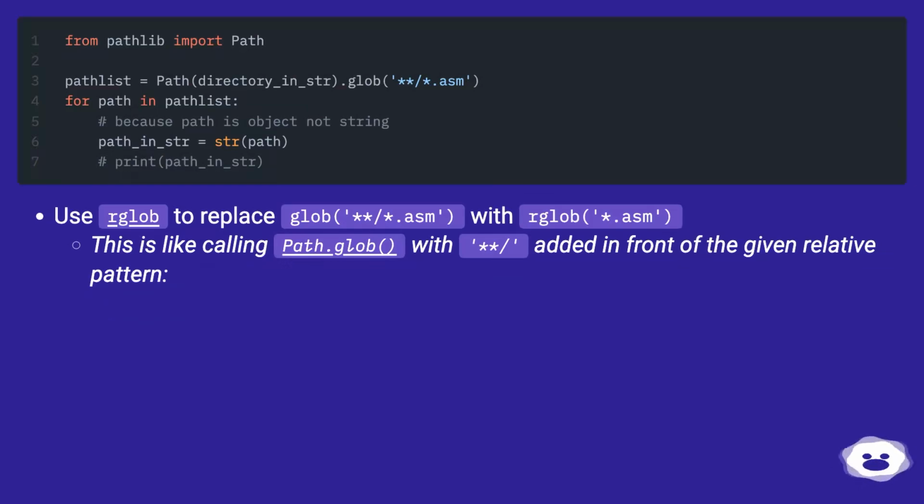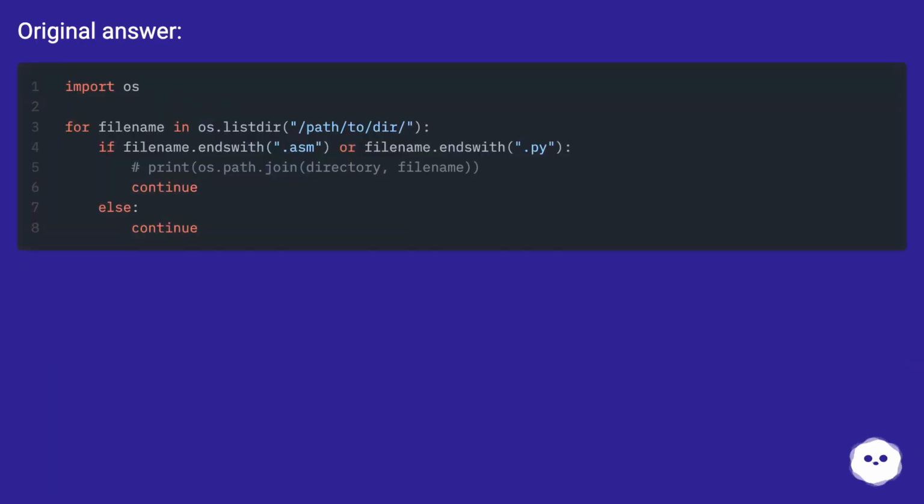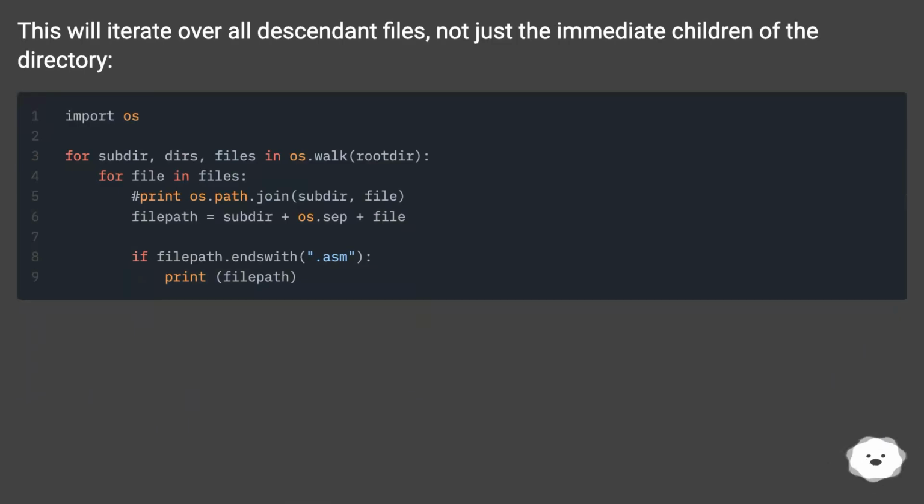Use glob to replace glob with rglob. This is like calling path.glob with ** added in front of the given relative pattern. Original answer. This will iterate over all descendant files, not just the immediate children of the directory.